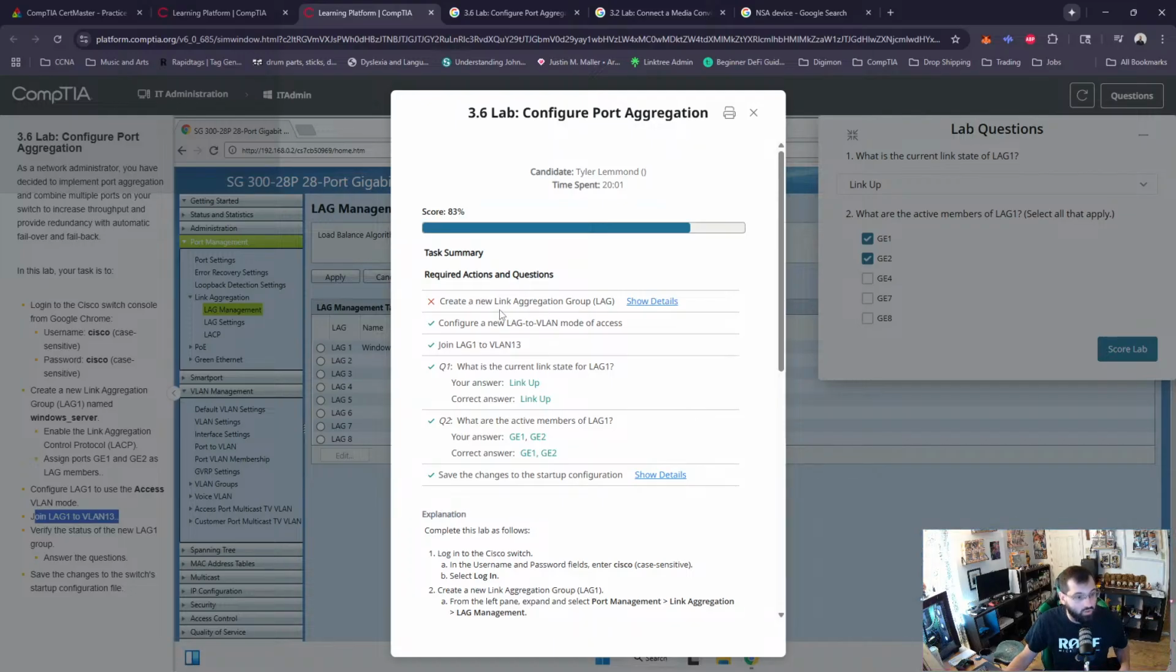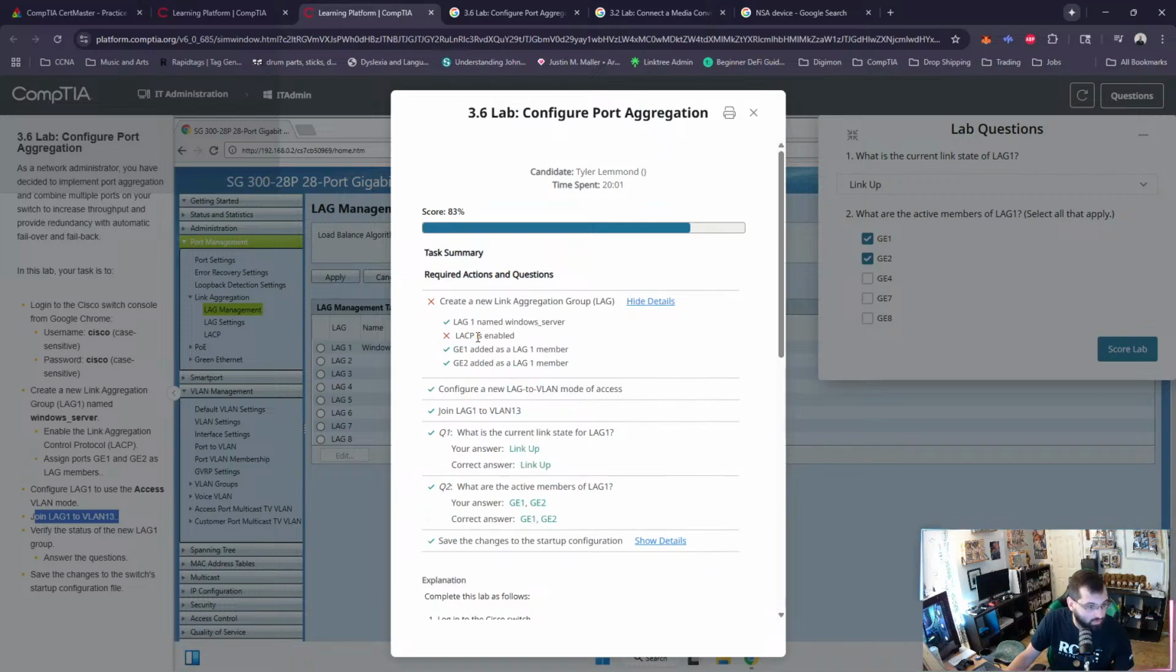Dang, create a new... I thought I did that. Show details. Oh, I didn't enable that. Actually, I legitimately went in and disabled that. What is the LACP? What is that? LACP.